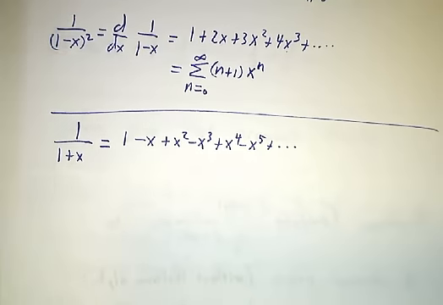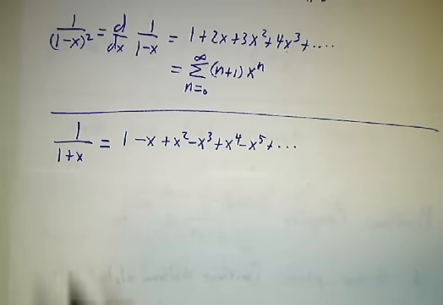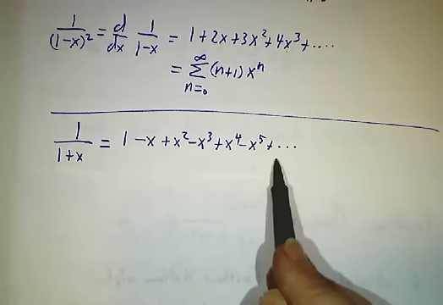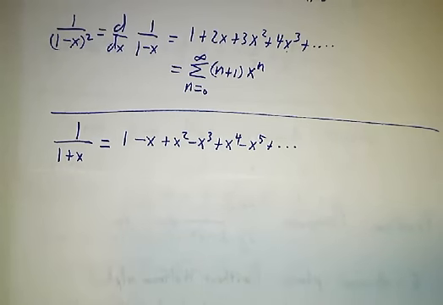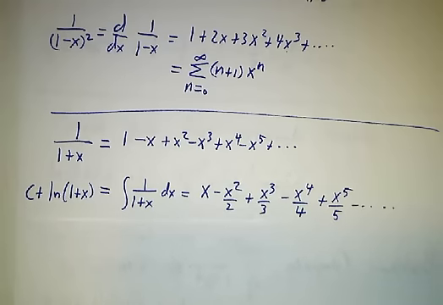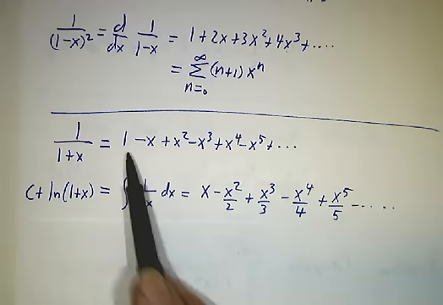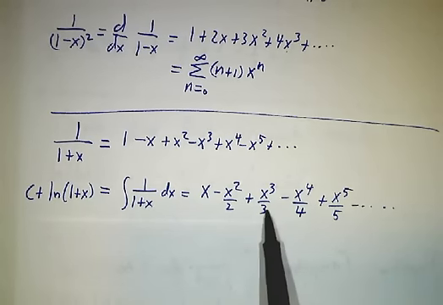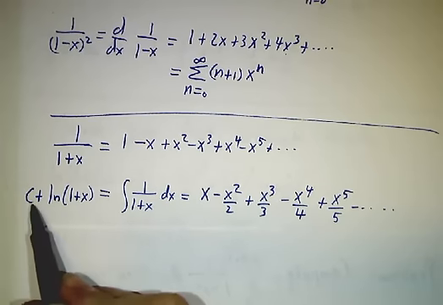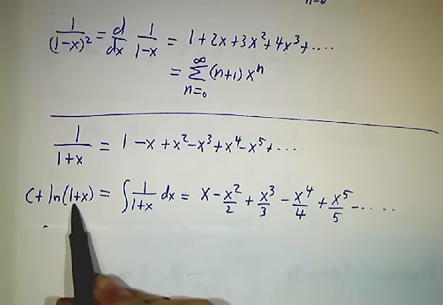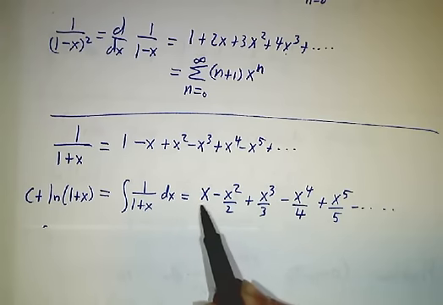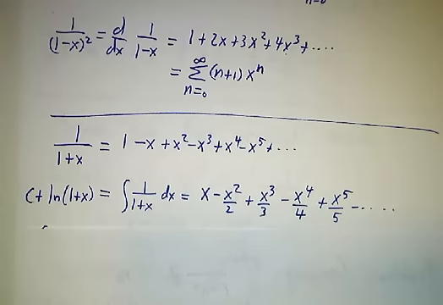Okay, let's take another one. We already saw that 1 over 1 plus x is given by this. So what about the integral of 1 over 1 plus x? The integral of 1 over 1 plus x dx is natural log of 1 plus x, plus a constant. And that's got to be x minus x squared over 2 plus x cubed over 3 minus x to the fourth over 4, and so on. And if you plug in x equals 0, you get c plus the log of 1. The log of 1 is 0, so c equals 0 minus 0 plus 0 plus, so c is 0.